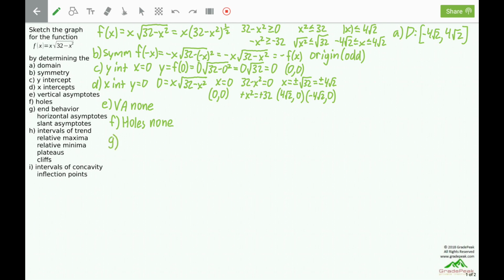For part G, we want to determine the end behavior, horizontal asymptotes or slant asymptotes. F of x is a polynomial term times an even root, so it has no denominator. It will have no horizontal asymptotes or slant asymptotes. But because of the even root, it has left end and right end behaviors according to the domain. Up here, the domain includes a left end and right end. They will both be an endpoint.